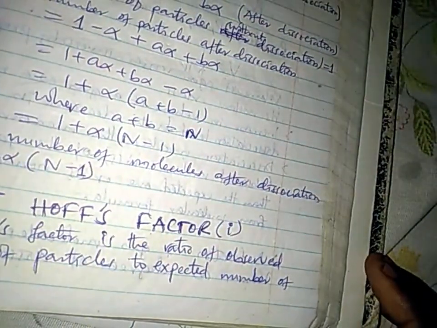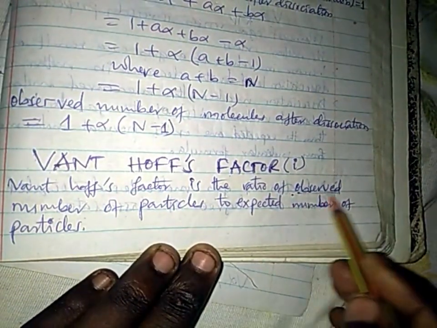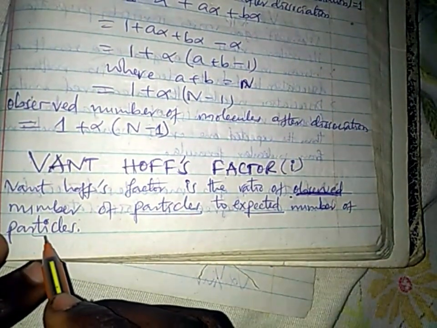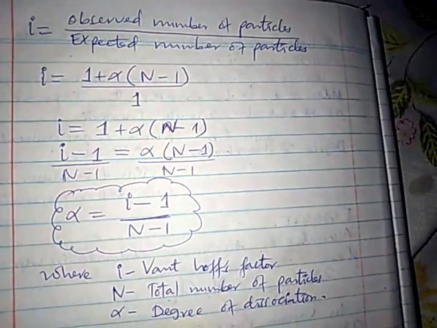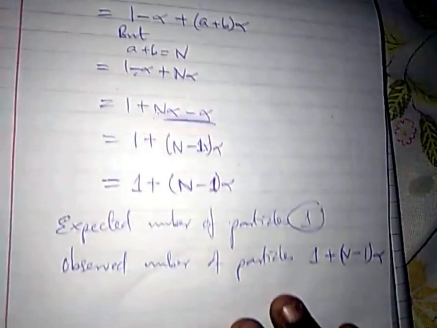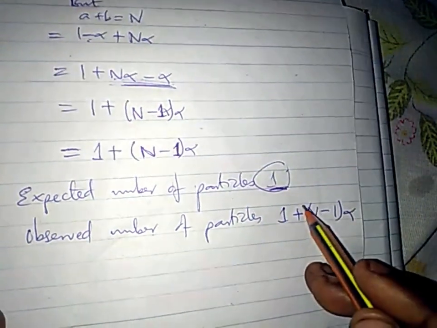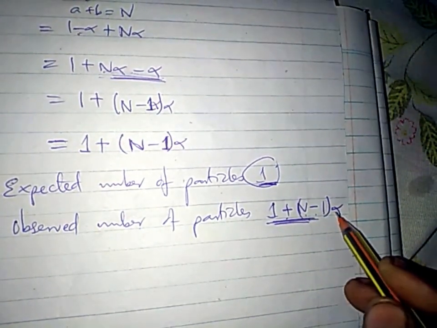Vant Hoff's factor, the concept of Vant Hoff's factor. What is Vant Hoff's factor? By definition, Vant Hoff's factor is the ratio of observed number of particles to the expected number of particles. That's the simple definition of Vant Hoff's factor. Now, let's come back to our question and to our derivation ambayo tulikuwa tumeiderive kule mwanzoni. Tukasema the expected number of particles itakuwa ngapi before dissociation? 1. But the observed number of particles after dissociation ngapi? Ni 1 plus N minus 1 alpha.